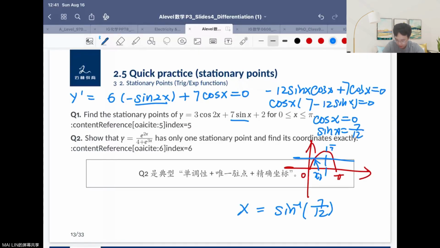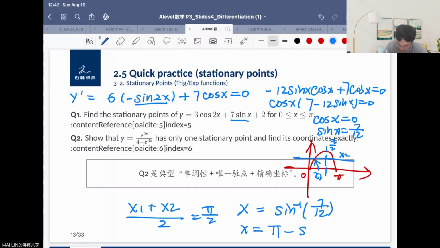We also know that x1 and x2 are symmetrical about the vertical line x equals pi over 2, right? So you can say (x1 plus x2) over 2 is pi over 2. So you calculate x2's value just using pi minus the inverse sine of 7 over 12, right? Okay, that is for this equation here.